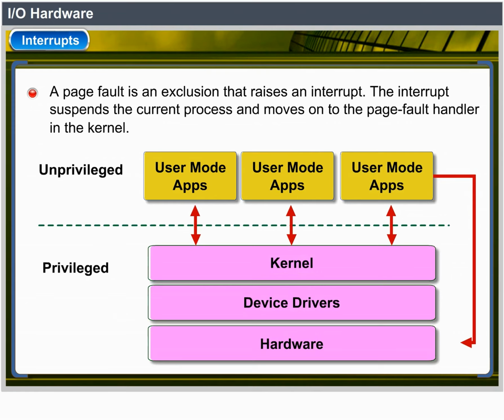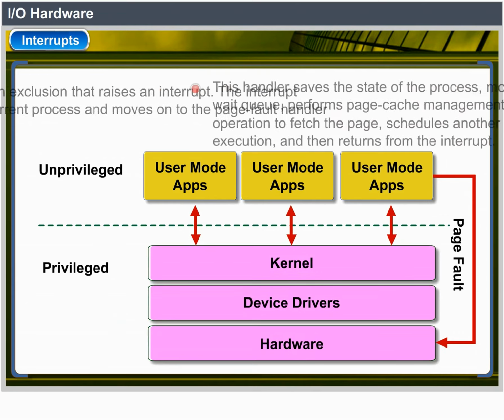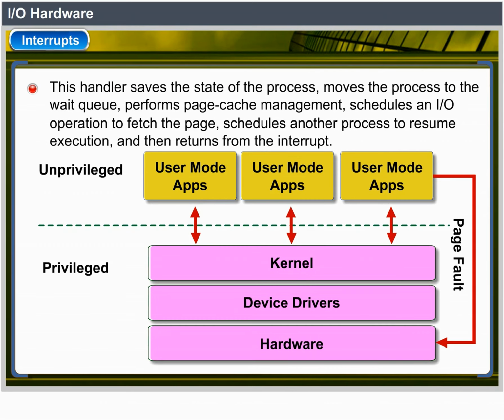This handler saves the state of the process, moves the process to the wait queue, performs the page cache management, schedules an input-output operation to fetch the page, schedules another process to resume execution, and then returns from the interrupt.